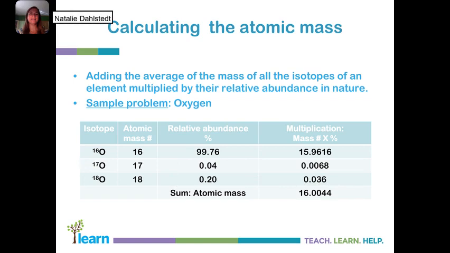Just in case you're wondering how I reached those numbers, you need to remember that 99.76% actually is 99.76 divided by 100. So this number would actually become 0.9976. And if you multiply that by 16, this is how you'll reach 15.96. And you do the same for the two other numbers to reach the final answer of 16.0044.